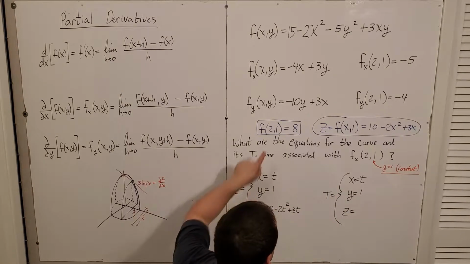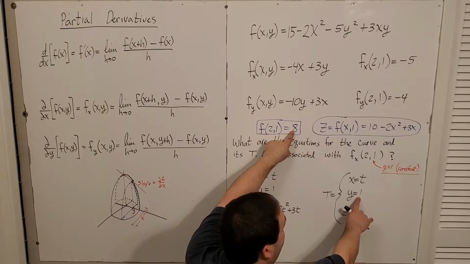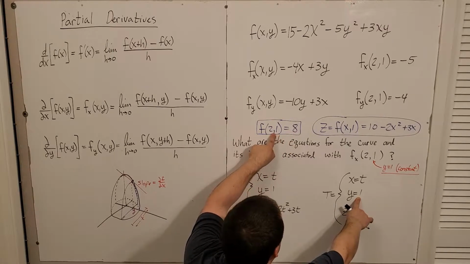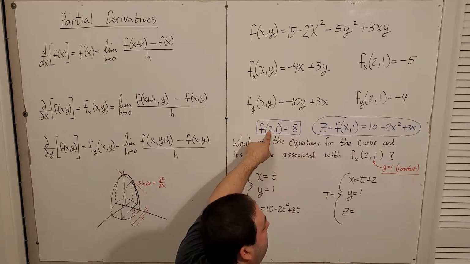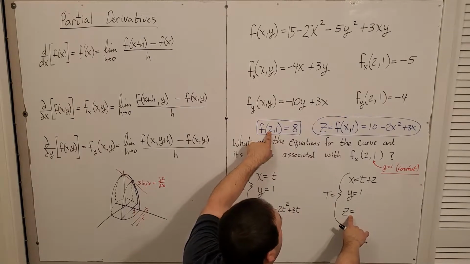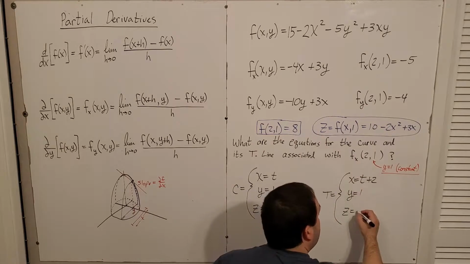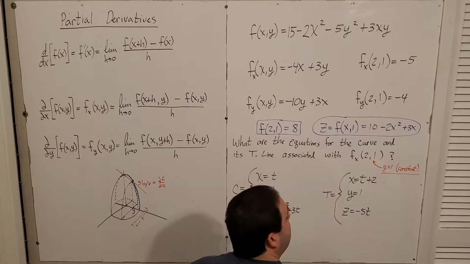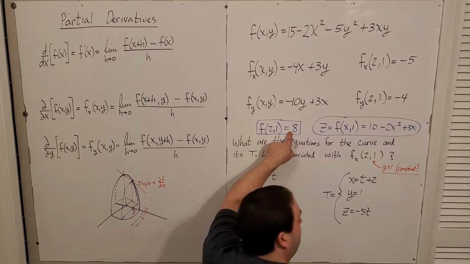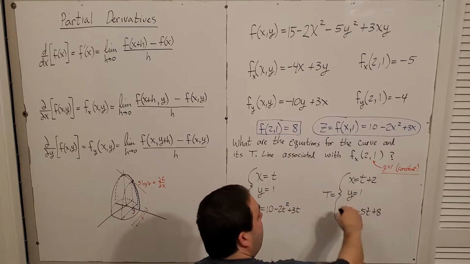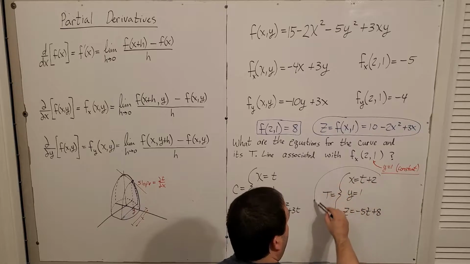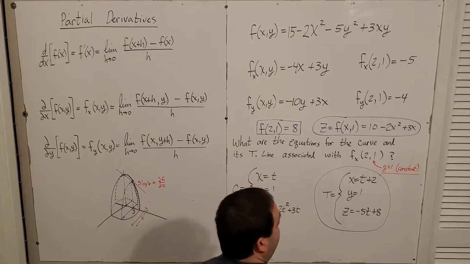Well, the original point is (2, 1, 8). I've already got the 1 for the y. To do the 2 for x, I'm just going to add 2 here. And for z, I know the slope has to be -5t. And then I have to be at the correct point, +8. So right here, this is going to be the equation of the tangent line.